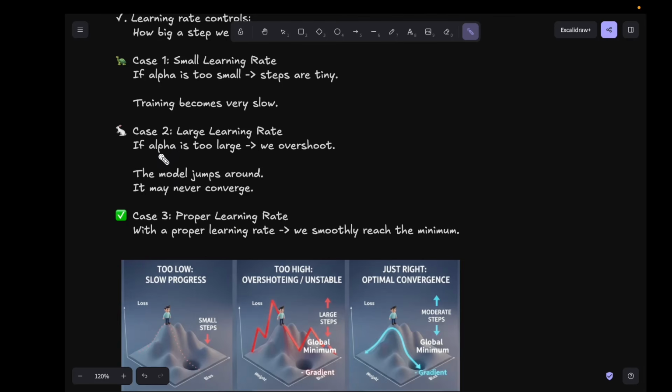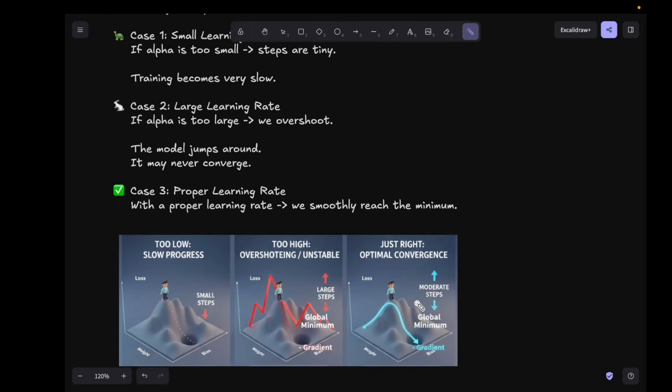Like you see, if the person comes to this point and takes big steps, he will come to this point rather than go to this point. So the model jumps around and it may never converge to this point. And case three is if the model takes the proper learning rate. With a proper learning rate, we smoothly reach the minimum. Like if this person takes the proper learning rate, he goes to the global minima in moderate steps, and this is the optimal convergence.